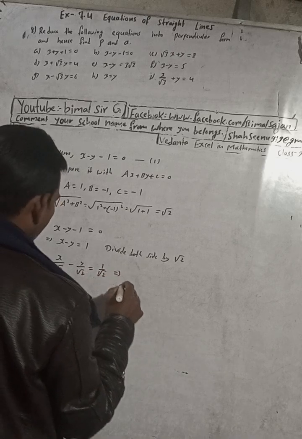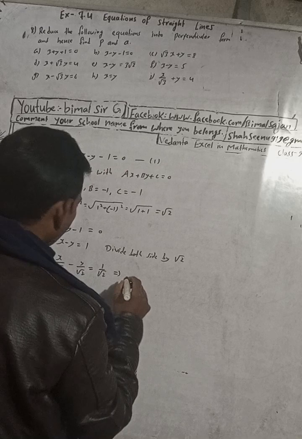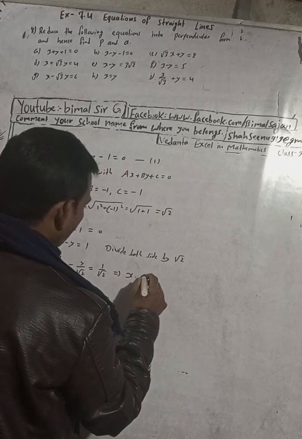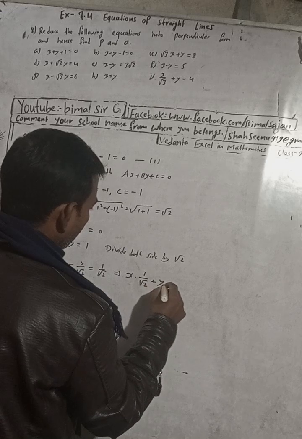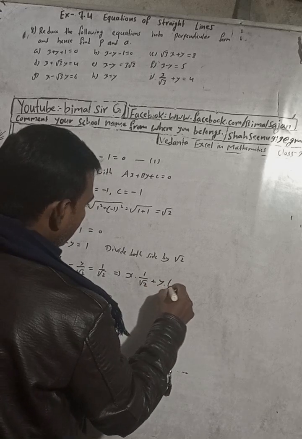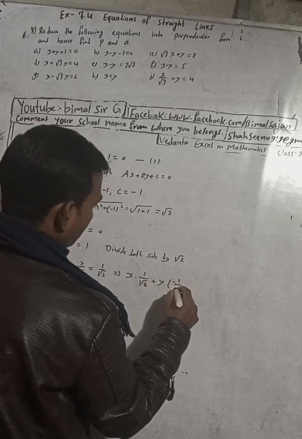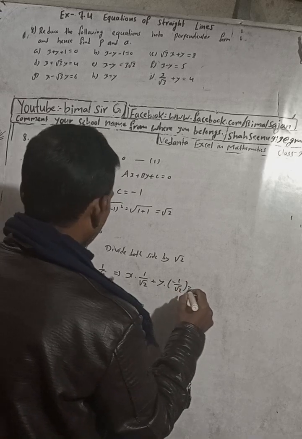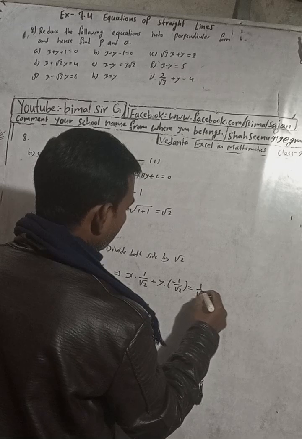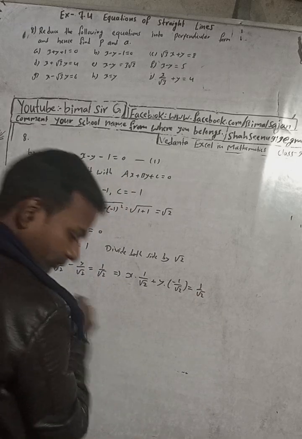And now this equation can be written as x into 1 by root 2 plus y into, there is minus, so I will take this minus here, minus 1 by root 2 is equal to 1 by root 2.